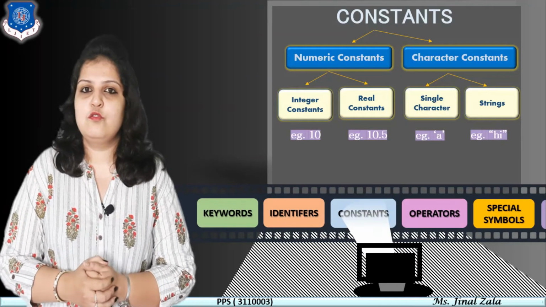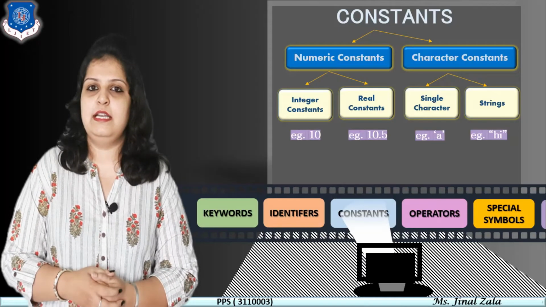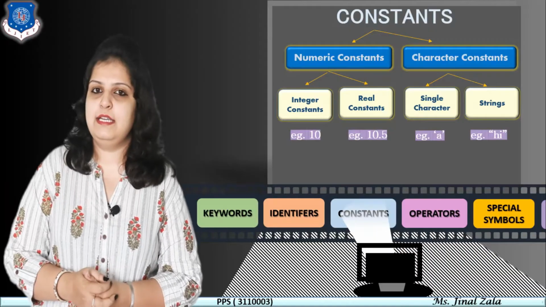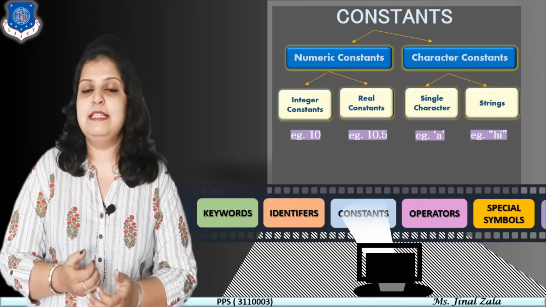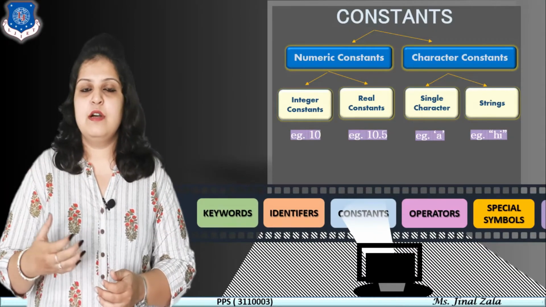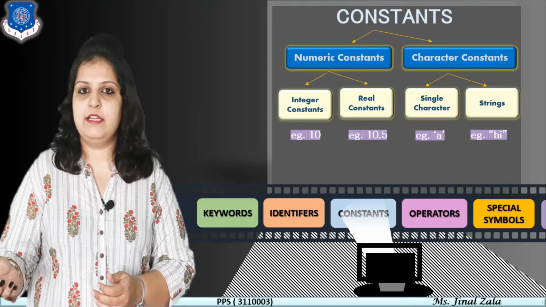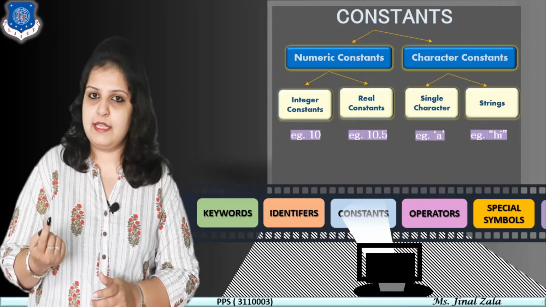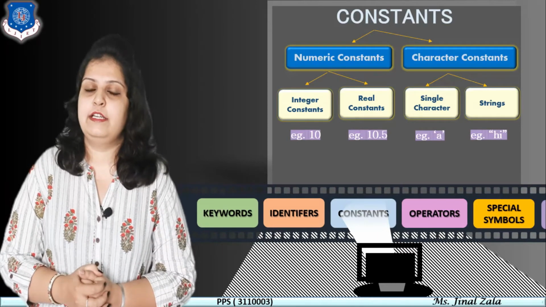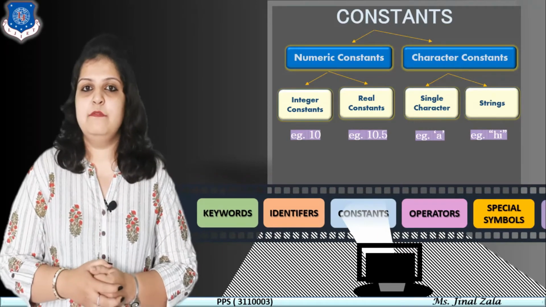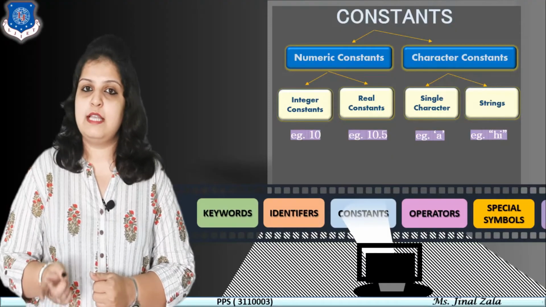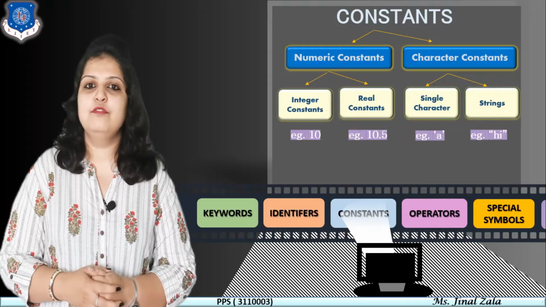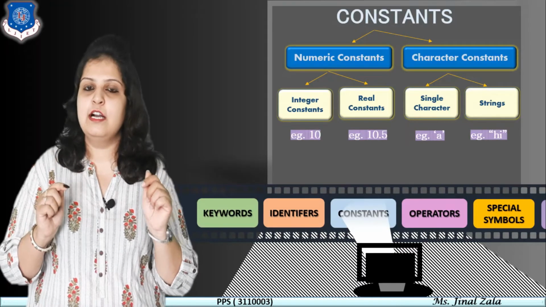Character constant stores characters and it is again divided into two parts. First is a single character and second is a string. Now what do you mean by single character? If I want to assign a fixed character like capital A, it is a single character. So it is called a single character constant. But remember one thing, when you want to assign a single character as a constant value, you must write the character in a single quote.